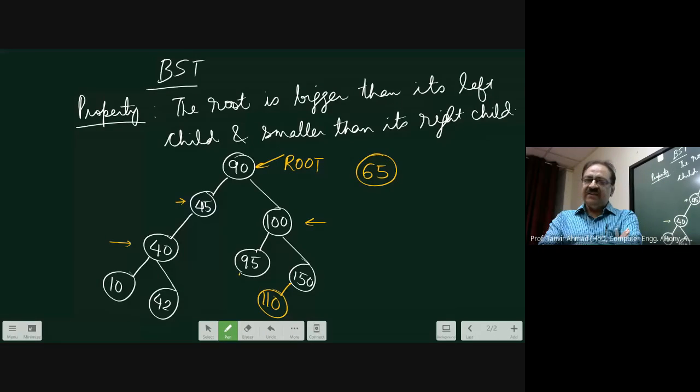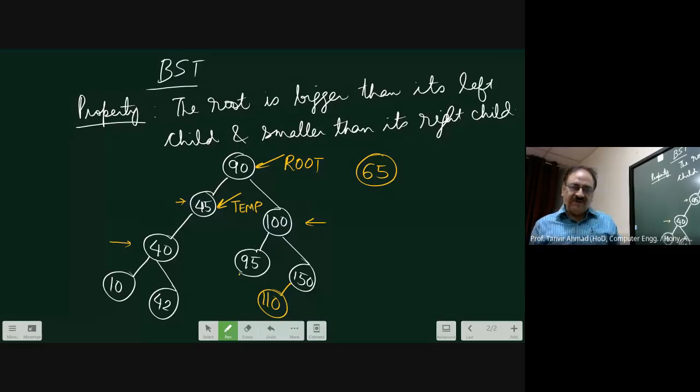You start comparing 65 with 90. You find that 65 is less than 90, therefore you have to go to the left side. Now in that case, you go to the left side. That means you say temp is equal to left of root, or root of left. Now temp will come to 45.